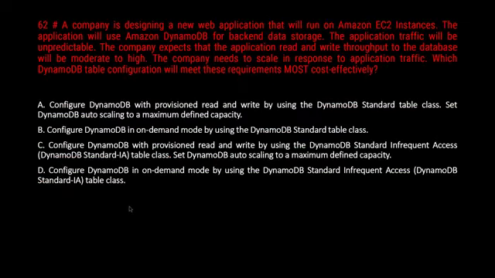Question number 62. A company is designing a new web application that will run on Amazon EC2 instances. The application will use Amazon DynamoDB for backend data storage. The application traffic will be unpredictable. Okay, we already know whenever it is unpredictable, you always go for on demand, no matter what it is.